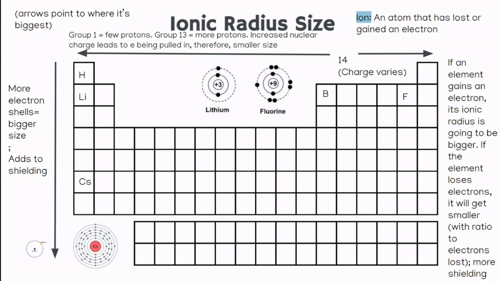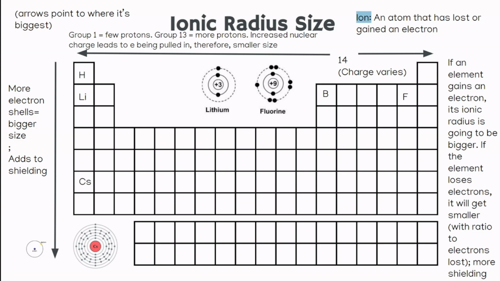We can first start with how going down a group, we have the same reason as we had last time. There's more electron shells going down, and that's going to lead to a bigger size, and that adds to more shielding. So they're being less attracted to that inner nucleus. And if they're less attracted, that means they're generally expanded more, so they're going to be bigger overall.